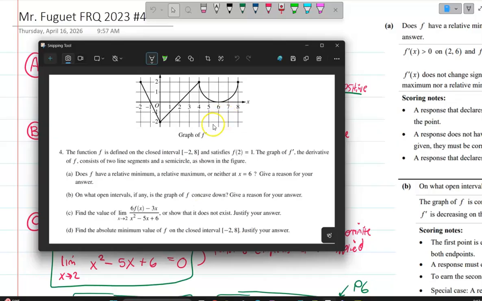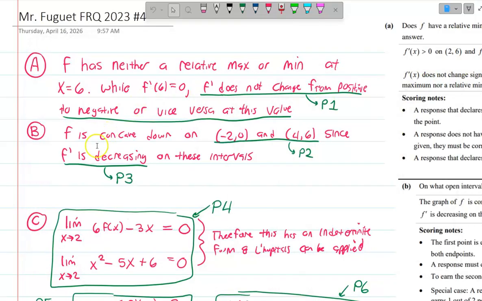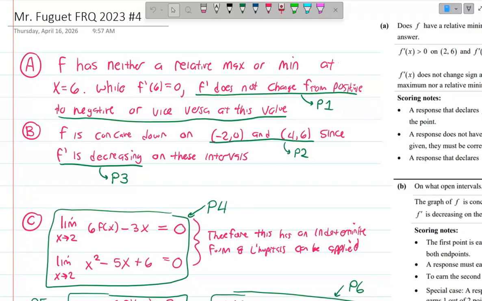So there are two instances I see here where the slope of f prime is negative, from negative 2 to 0, and then again from 4 to 6. So when I write my explanation here, notice the importance here. F is concave down on the interval, so the actual interval that's provided is going to be your second point. But then, as I mentioned before, look at what I'm saying here. F prime is decreasing. You could also say the slope of f prime is negative. But if you said the reason why this is concave down is because f double prime is negative, you would not receive point number 3.